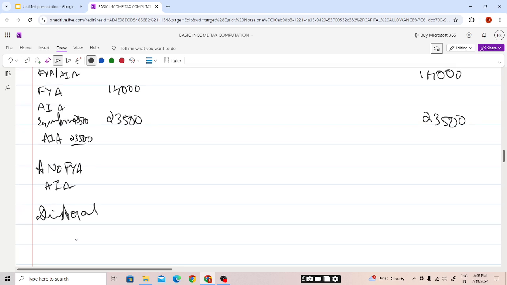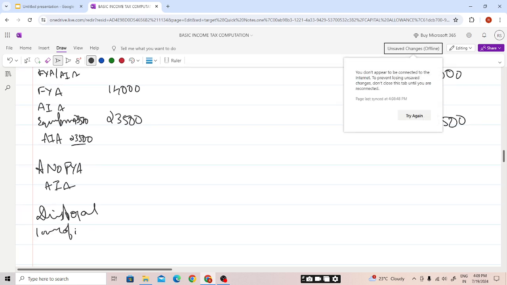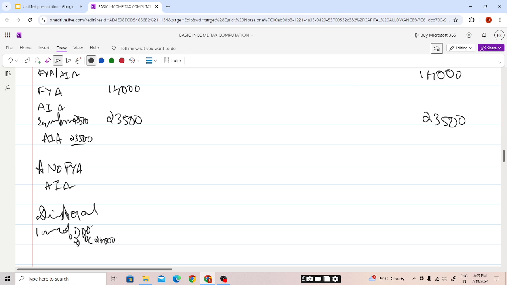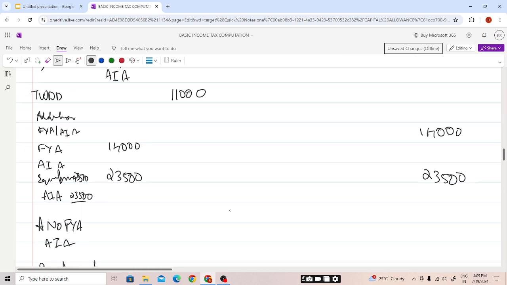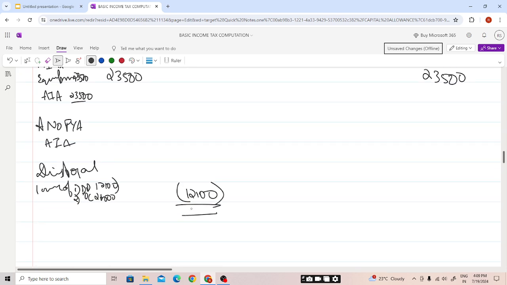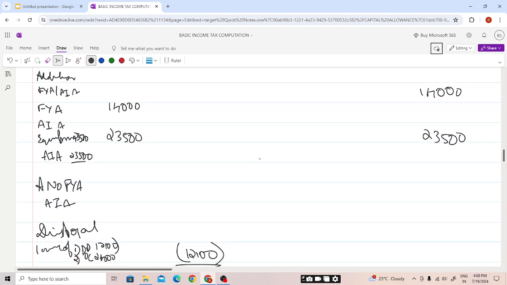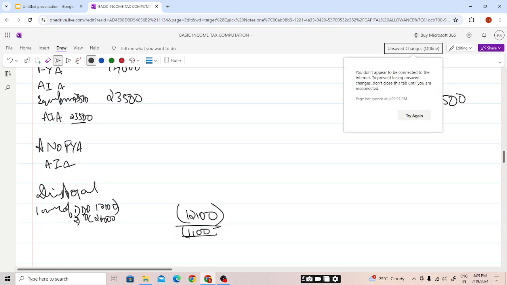So students, disposal will be the lower of two things: DP, disposal proceeds, or original cost. Original cost is 26,000 and the disposal proceeds was 12,100. The lower is this, so this will reduce the pool balance as we have disposed it. If we reduce the amount, we will be getting 1000 in negative.